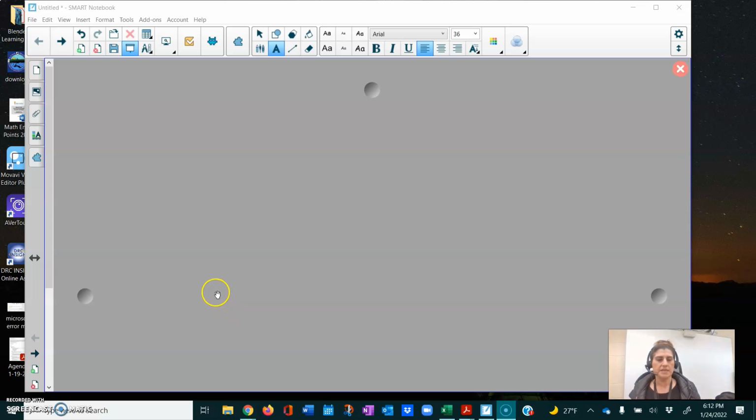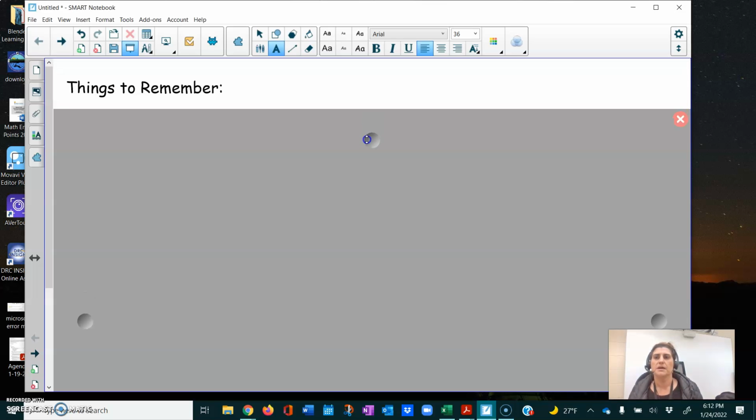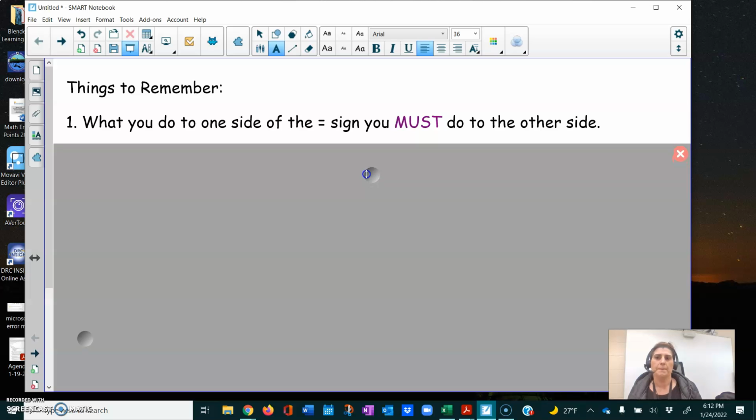Hello, I'm going to give you guys a little overview on how to work out the equations that now have variables and constants on both sides. So this is just some tips and reminders for you, so hopefully it helps. All right, so some things to remember.